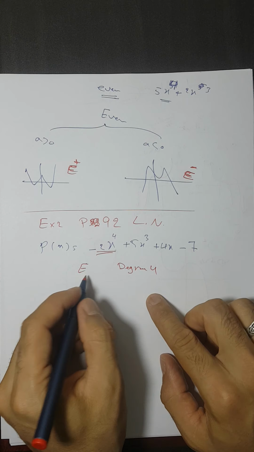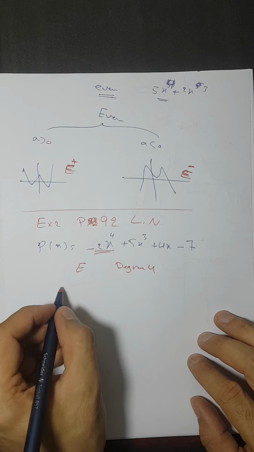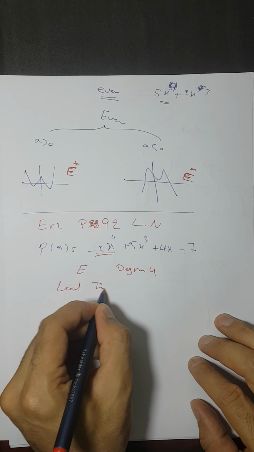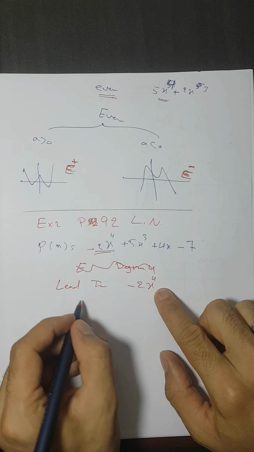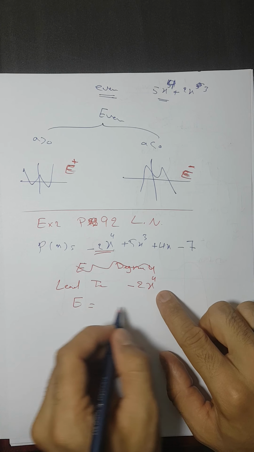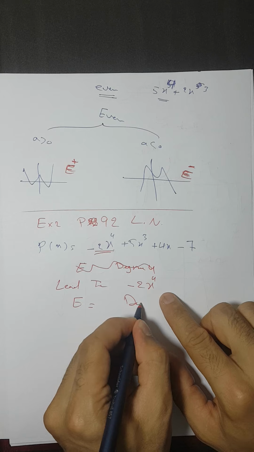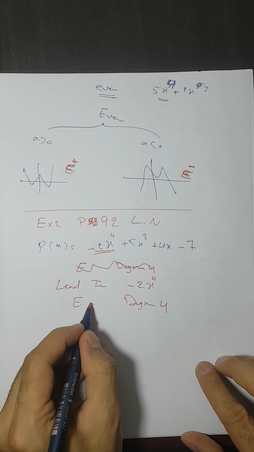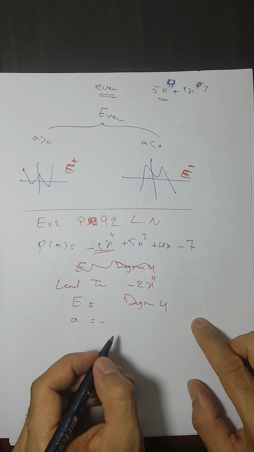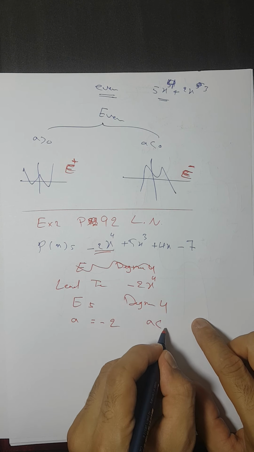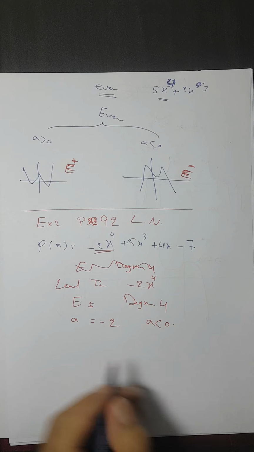It is equal to 4. Where is the leading term? Here, the leading term is minus 2x to power 4. So the degree is even, equal to 4, and a is equal to minus 2. a is less than 0, which means that we have what?